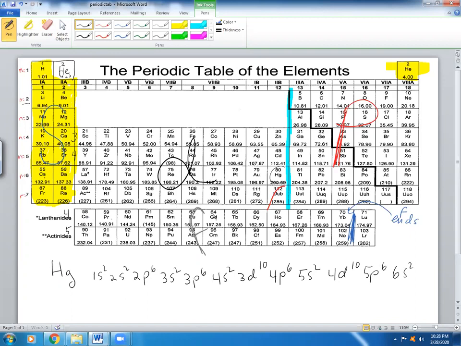Okay, remember my F starts here. So that's my 4F starts here. 4F: 1, 2, 3, 4, 5, 6, 7, 8, 9, 10, 11, 12, 13, 14. My F ends here. So that's 4F14. And my D starts here. Okay. So that's 5D, remember. It's one less than that. 5D. And then count: 1, 2, 3, 4, 5, 6, 7, 8, 9, 10.